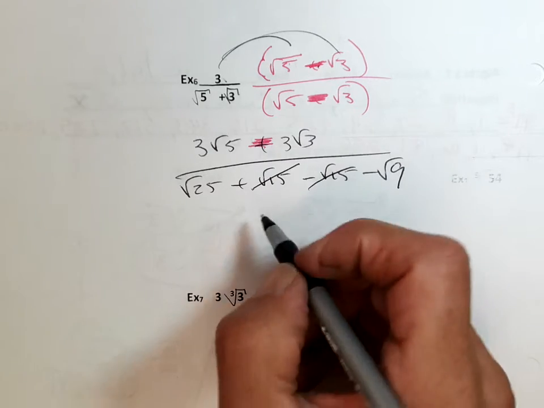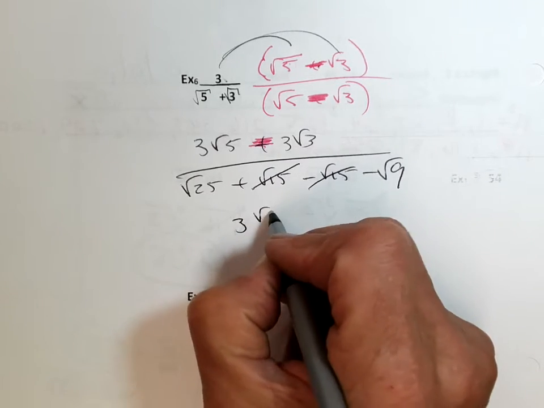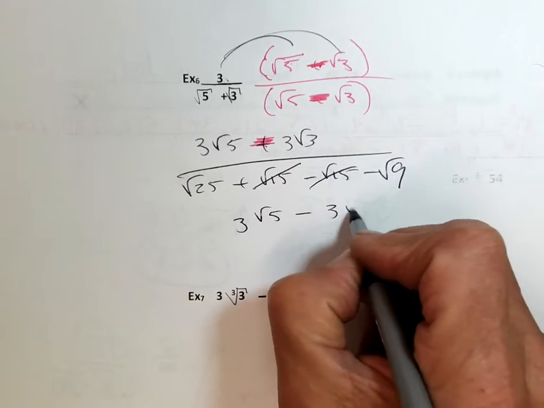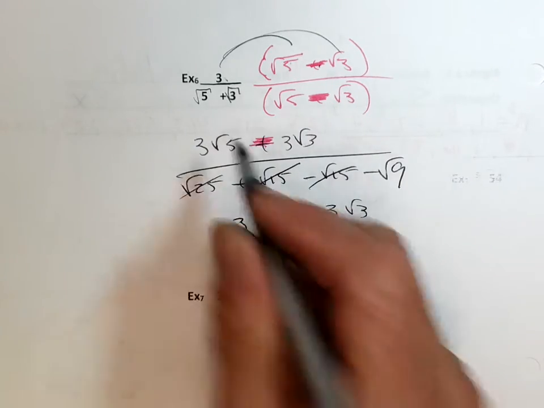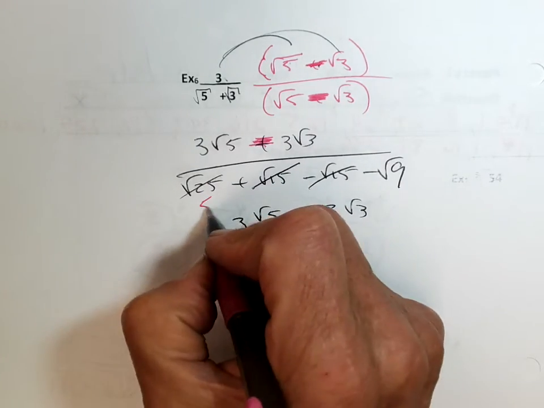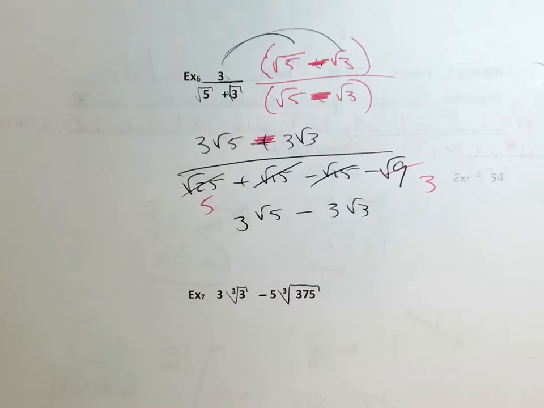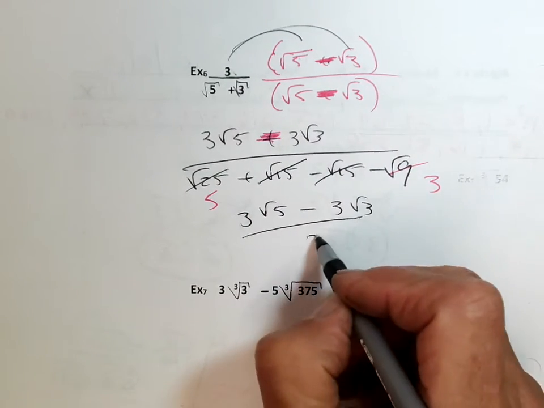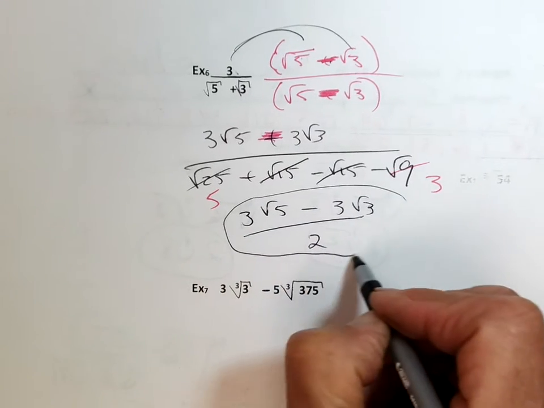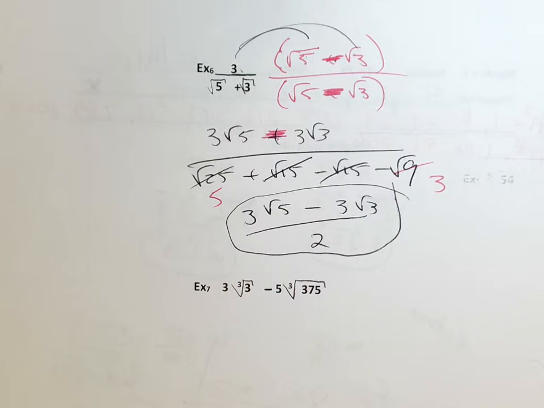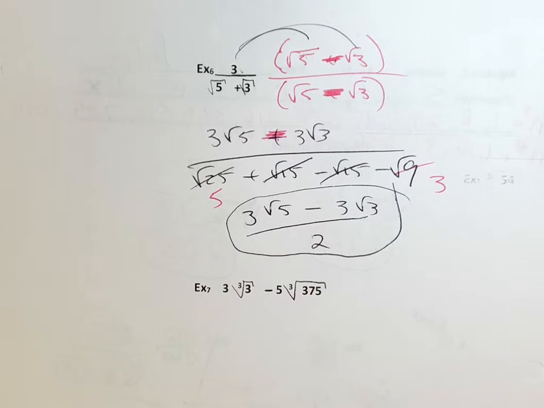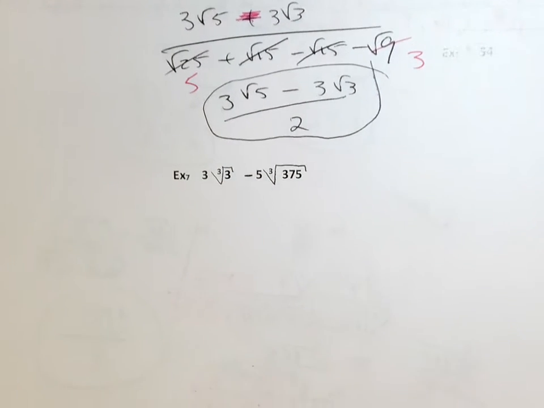Right? I really do. Okay, so then I get 3 square roots of 5 minus 3 square roots of 3 on top, and that becomes a 5, and that becomes a 3. 5 minus 3 is a 2, so all over 2. Okay, now if I stop making mistakes, it's going to be a lot better, right? People catch them and then. Okay. All right. This one's not bad.